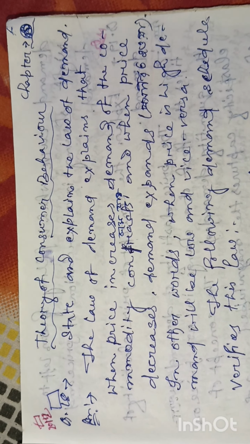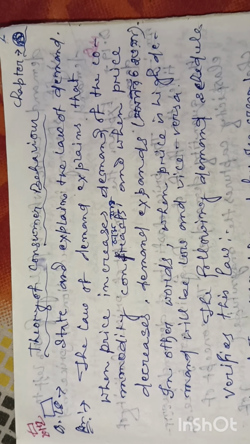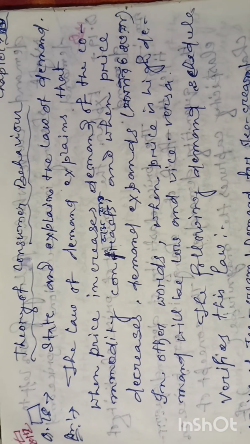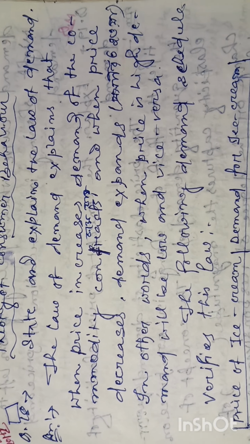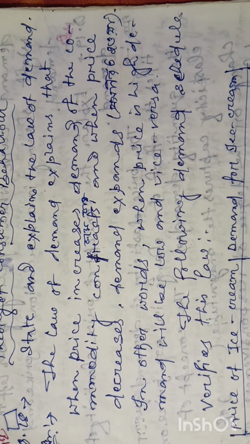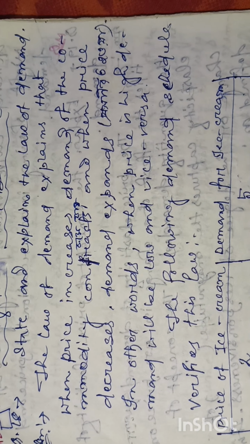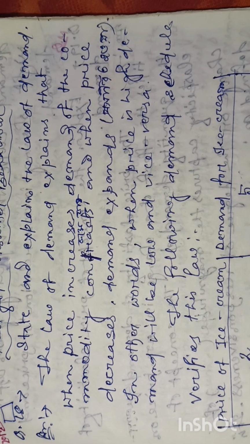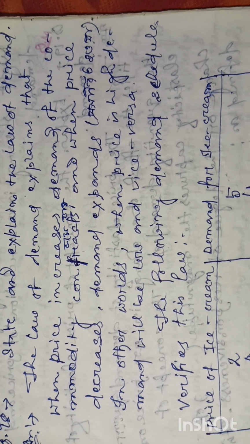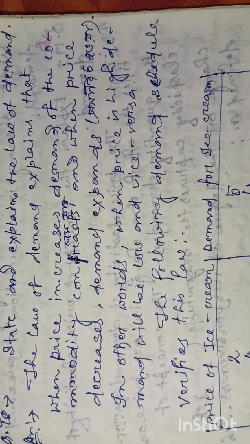State and explain the law of demand. The law of demand explains that when price increases, demand of the commodity contracts, and when price decreases, demand expands. In other words, when price is high, demand will be low, and vice versa. The following demand schedule verifies this law.